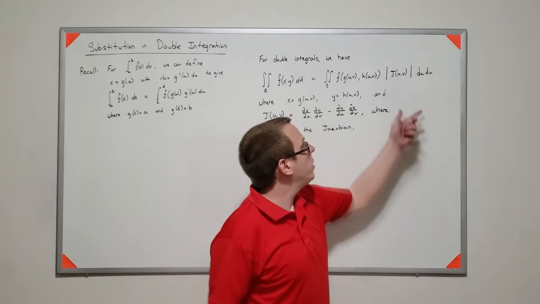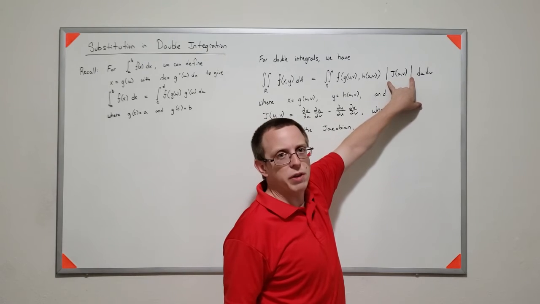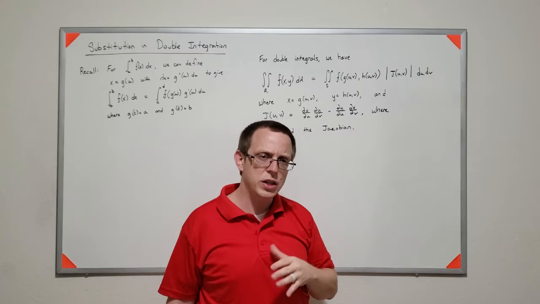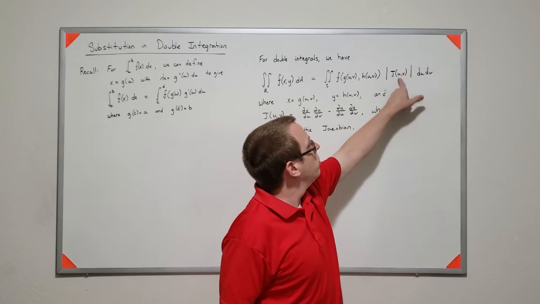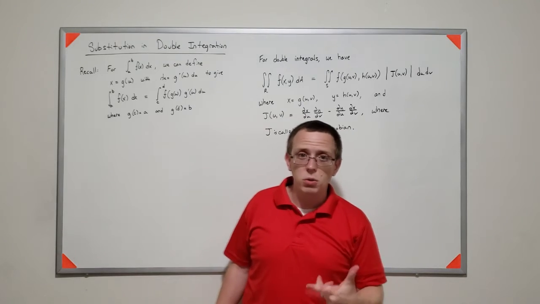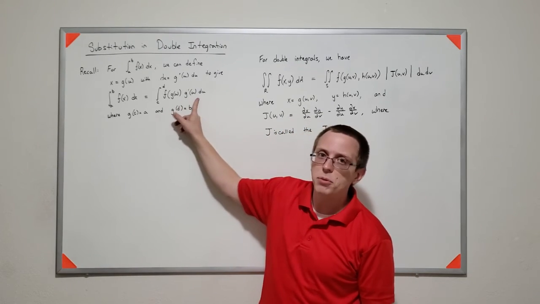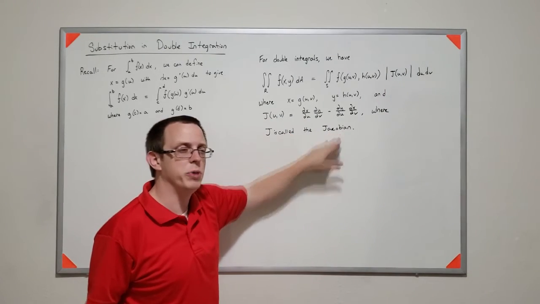But on top of that, we end up with this J function. And this right here is an absolute value, not to be confused with what we're going to see in the coming sections. So this is an absolute value of this, which is a generalization of what you're doing here. Instead of this little g prime term, you end up with this J term. And this is what's called the Jacobian.